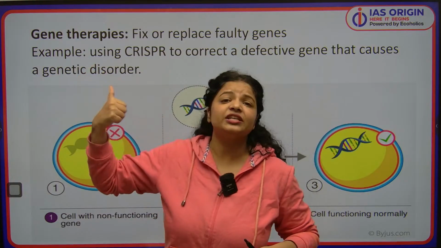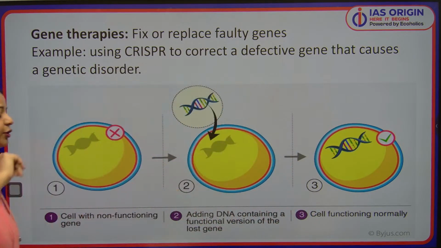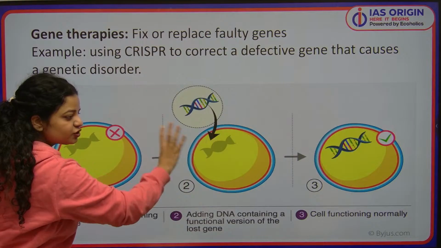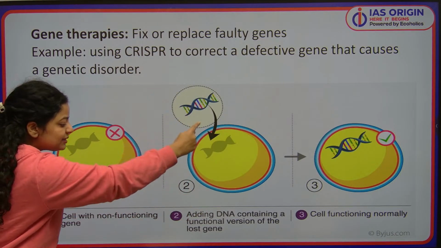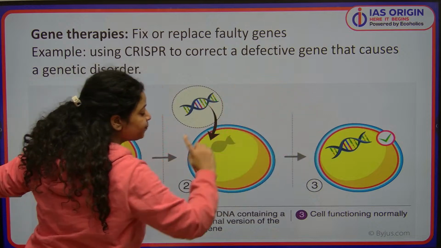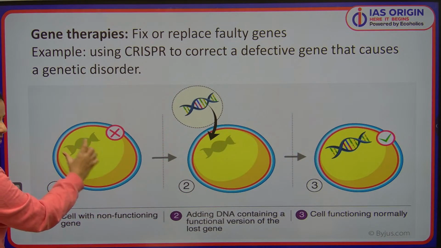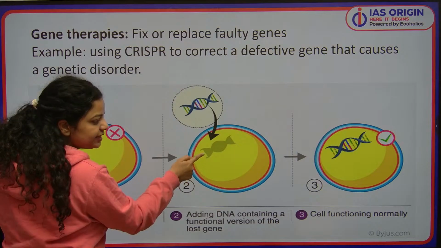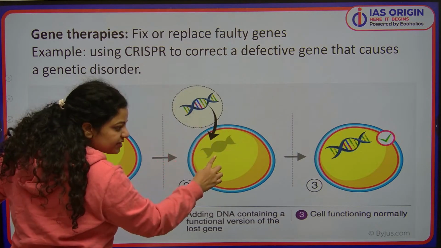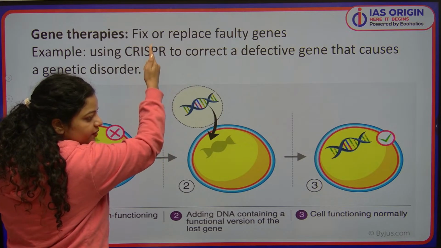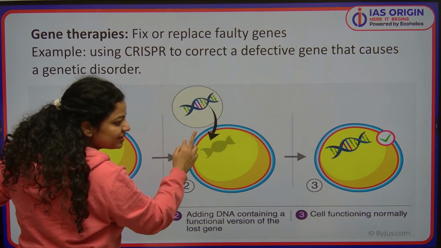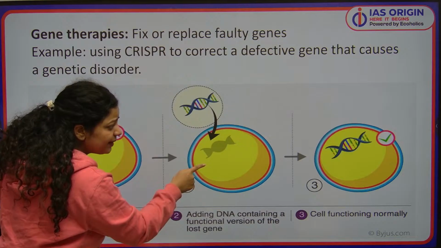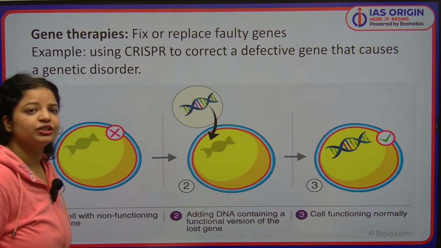So under gene therapy, under precision biotherapeutics, what will we do? First of all, we will remove the gene which is non-functional. We will replace it with a functional gene. That is, the cell with no functional gene, as you can see here. Second, adding DNA containing a functional version of the lost gene. That is, in this cell, with gene therapy, one type of precision biotherapeutics, we can add the DNA with the same kind of gene with functional quality, and then my cell will start functioning normally.